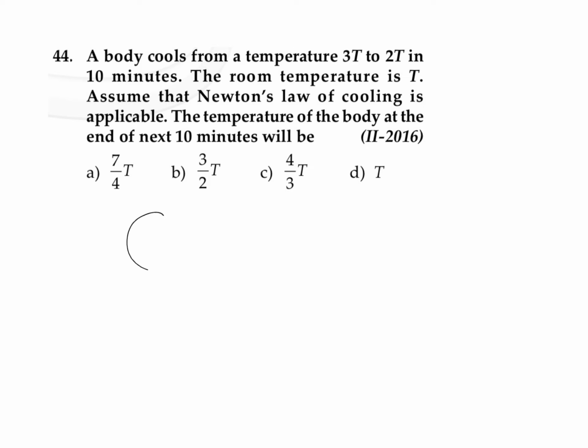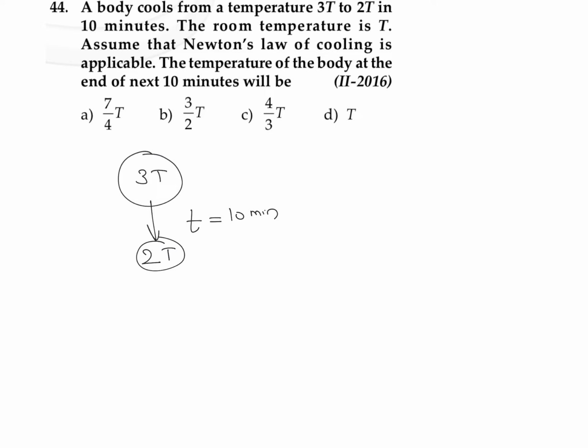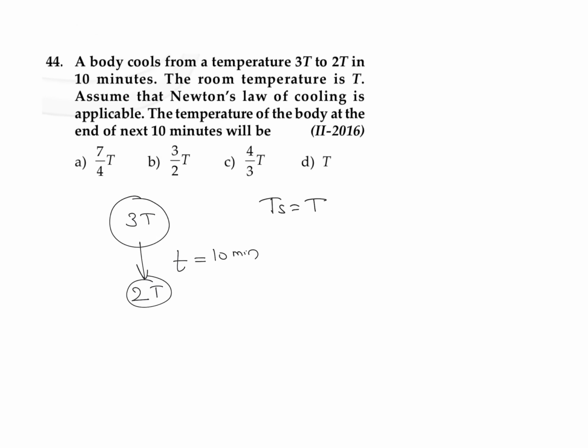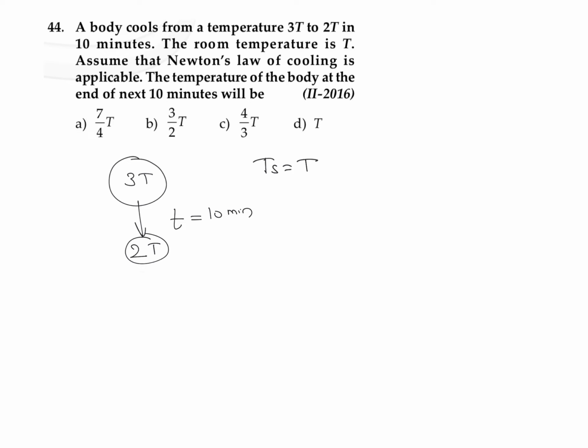So here it is given that in the initial situation the temperature of the object was 3T and its temperature changed to 2T in a time of 10 minutes. The room temperature is T, so the temperature of the surroundings we can take as T. Now in the next 10 minutes, assume that its temperature changes from 2T to T dash. So we have to find the value of T dash. The time we can take as 10 minutes.